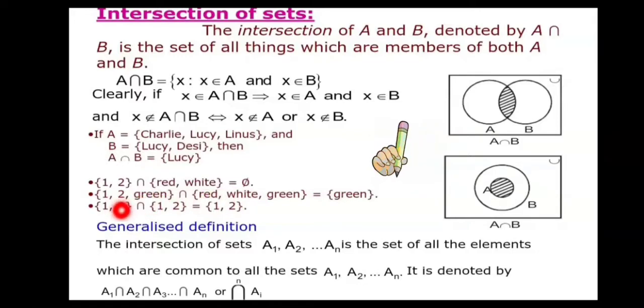Here you can see 1, 2 and green intersection red, white and green. When we look into both the sets, we can find that the color green is common in the first set and in the second set. Therefore the common set is green. Here 1, 2 intersection 1, 2, both the sets having common elements. Therefore, 1, 2 is a common element.